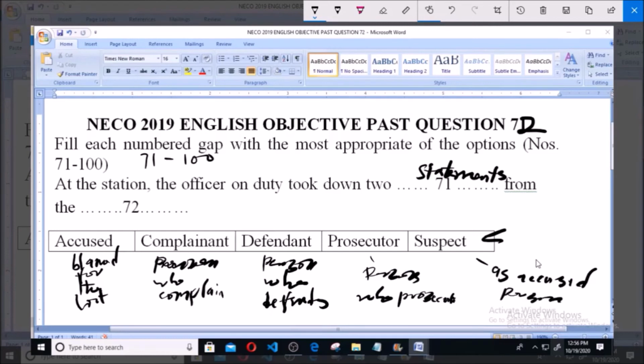So when there is a loss in a particular environment, the person who goes to the station and gives a statement is the complainant. So option B is correct. So we can say that at the station, the officer on duty took down two statements from the complainant. So option B is correct.